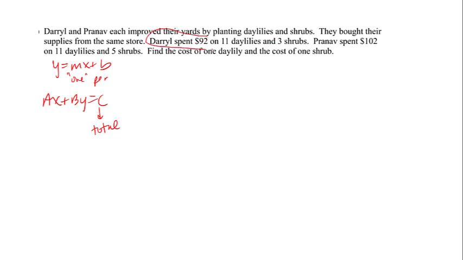So this is a total amount kind of problem, even though they don't say the word total, they're implying the total. So 11 daylilies and 3 shrubs for a total of $92. And then the next one says a total of 102. We have 11 daylilies and 5 shrubs. All right, so this is already set up for elimination.